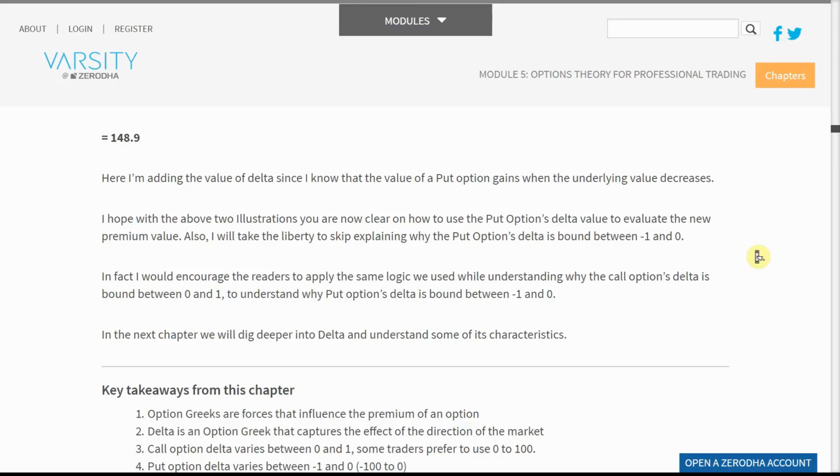I hope with the above two illustrations you are now clear on how to use the put option's delta value to evaluate the new premium value. Also, I will take the liberty to skip explaining why the put option's delta is bound between -1 and 0. In fact, I would encourage the readers to apply the same logic we used while understanding why the call option's delta is bound between 0 and 1, to understand why put option's delta is bound between -1 and 0. In the next chapter we will dig deeper into delta and understand some of its characteristics.